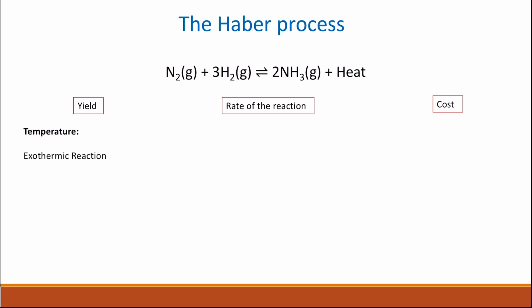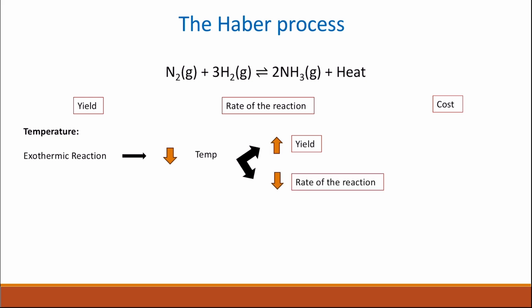This is an exothermic reaction, which means if the temperature is lowered, then for an exothermic reaction, the reaction will be pushed toward the exothermic route, which means the equilibrium will be towards the right-hand side of the equation, so that will mean increasing the yield. However, lower temperature will also reduce the rate of the reaction because that means the reacting particles will have less energy to achieve the activation energy.